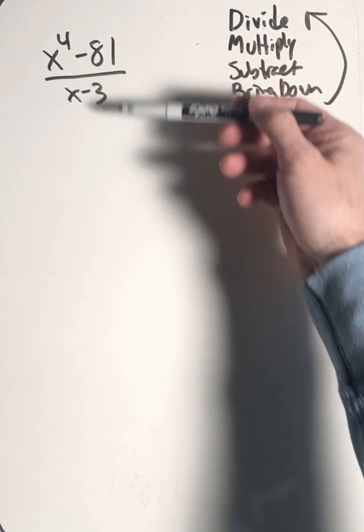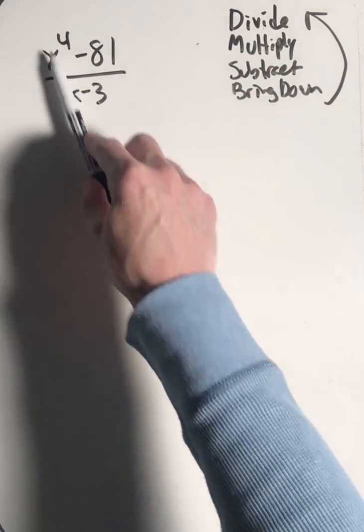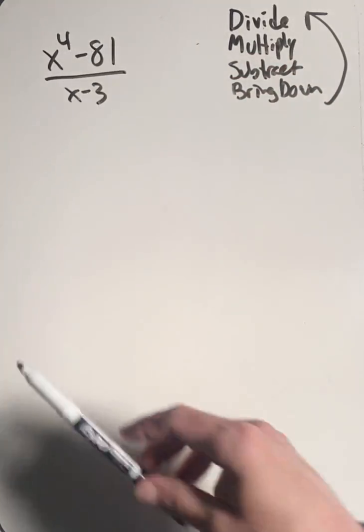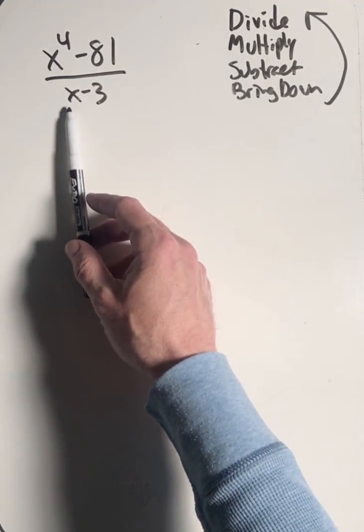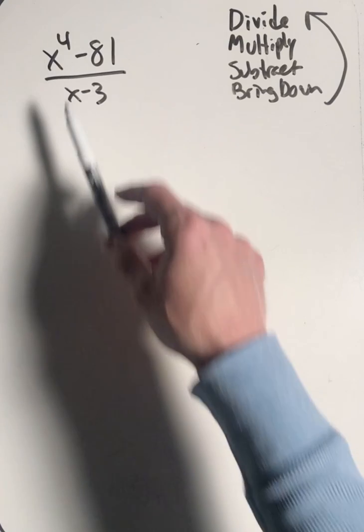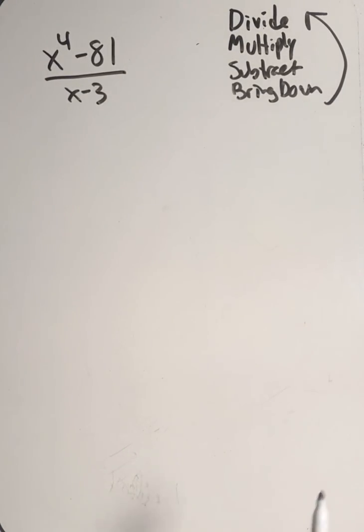When you're dividing polynomials, again, you can't just cancel out terms here. You can only cancel out factors. So negative 81 does not have a factor of x, so you can't just cancel x's over here. They have to work out everywhere. So we're going to need to use long division to do this.